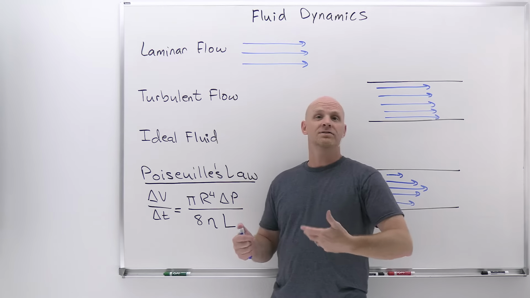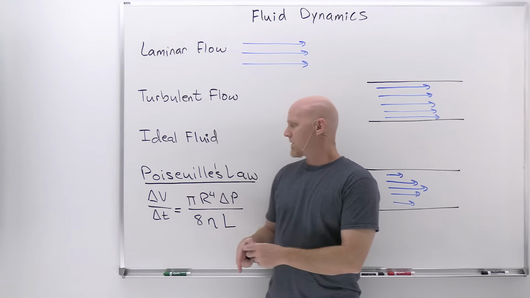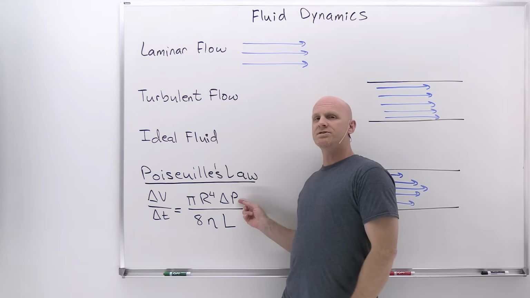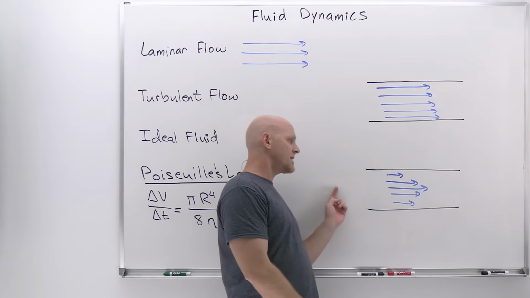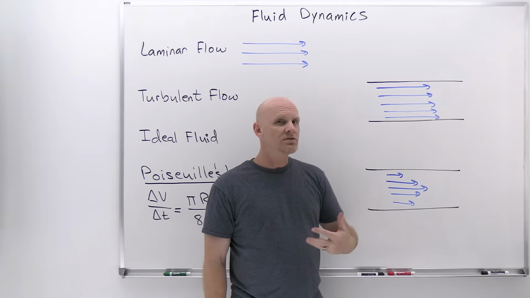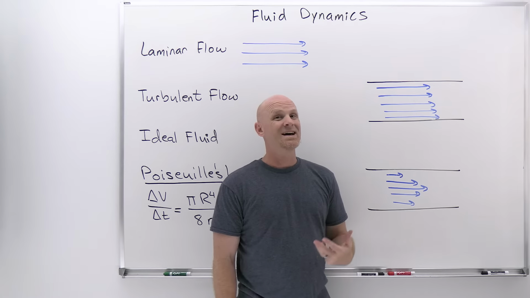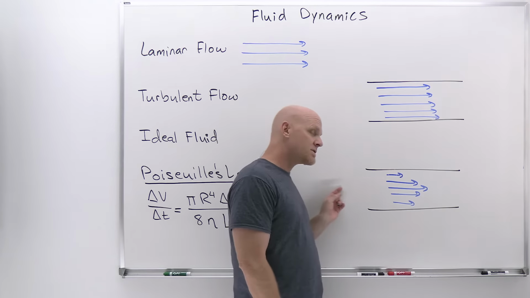So, but it is not simply r, but r to the fourth in this case. Also, the volume flow rate is proportional to the difference in pressure. So from one side of the pipe to the other side of the pipe, the whole reason it's flowing is due to some sort of pressure difference. And the bigger the pressure difference, the faster it's going to flow.